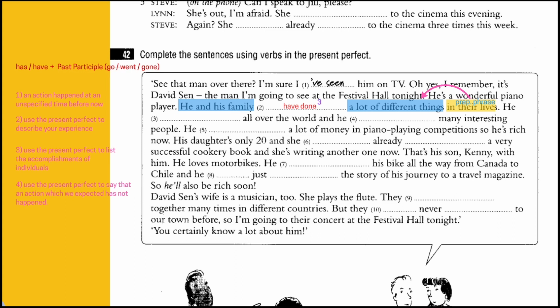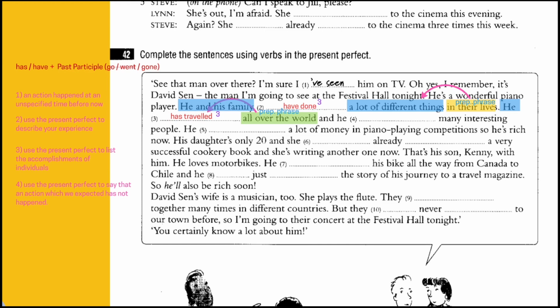Alright, then we move on to question number three. The first element that we concern is the subject he, because it's telling us we should use the verb has. Has what? Has traveled all over the world. Has traveled is another accomplishment of an individual, so it's number three. The phrase all over the world actually is an adverb. This adverb is a prepositional phrase with the words over and the world, telling you where he traveled.